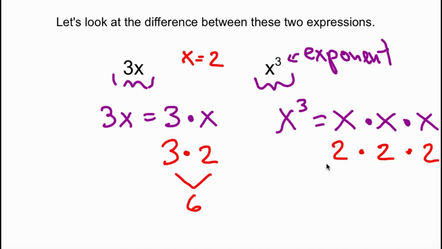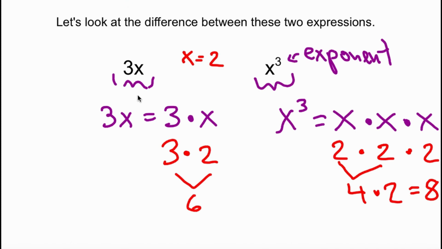Now to do this, I'm going to start with the first two 2's to the left. 2 times 2, which is 4, times the third 2 will give me 8. So these two values are not the same. Therefore, this expression and this expression are not the same.